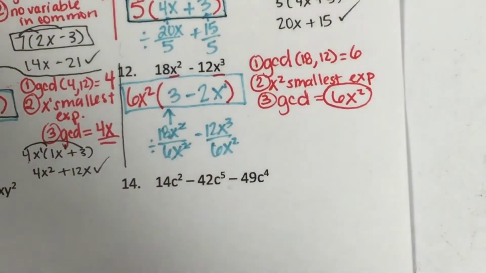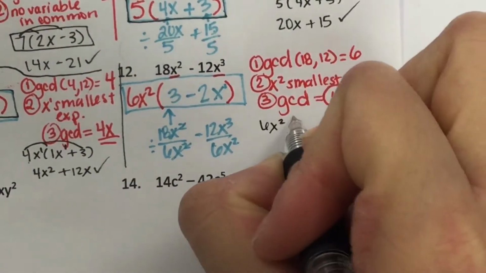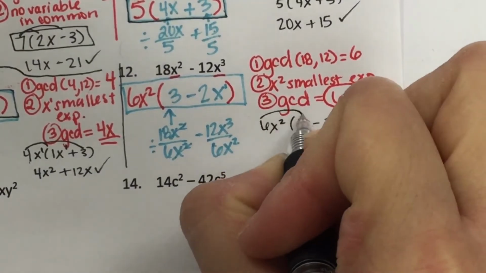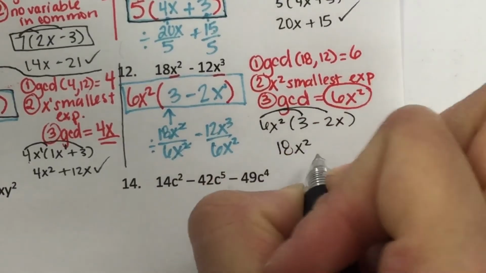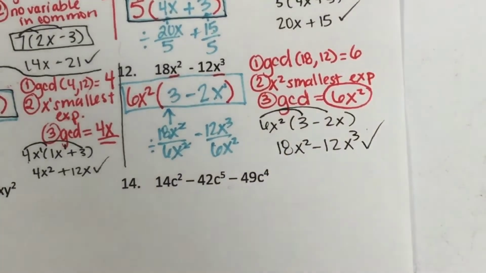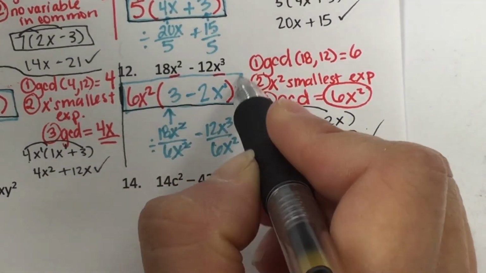We can go off to the side and check if our answer is correct by taking 6x squared times 3 minus 2x. 6 times 3 is 18x squared. 6 times negative 2 is negative 12x cubed. So it checks off. So this would be your final answer.